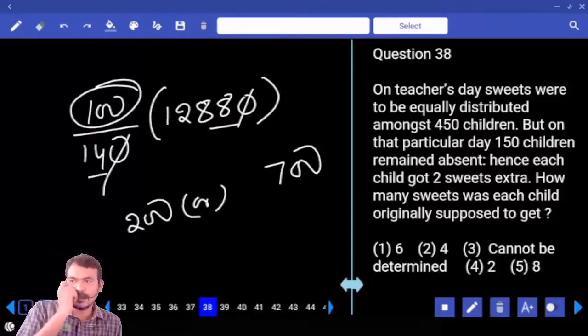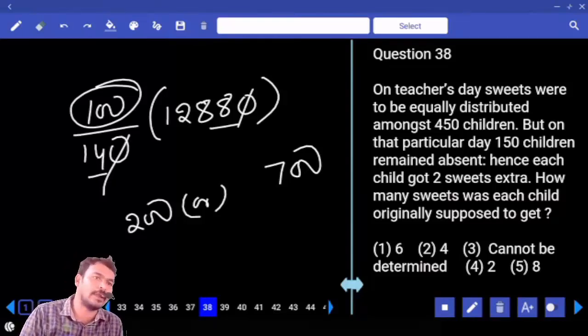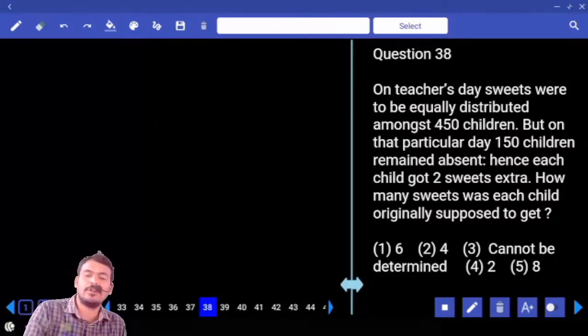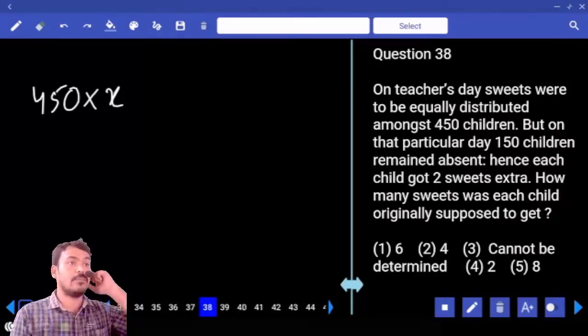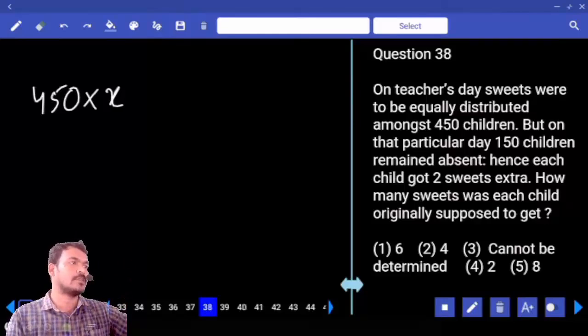On Teachers' Day, sweets were to be equally distributed amongst 450 children. But on that particular day, 150 children remained absent. Hence, each child got 2 sweets extra. How many sweets was each child originally supposed to get? Originally, how many children? 450 children. Each child receives X sweets. What is the number of children? 450. Each one receives X.